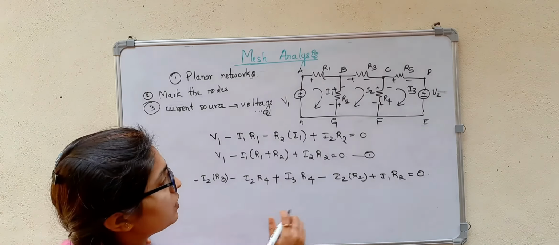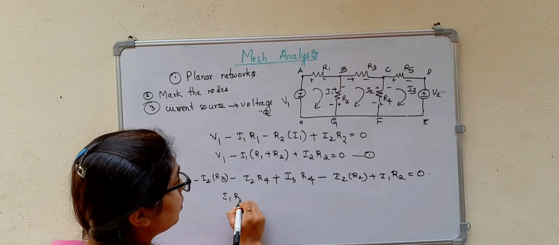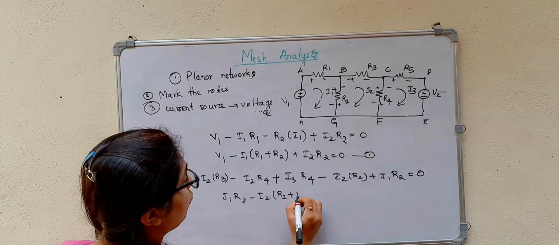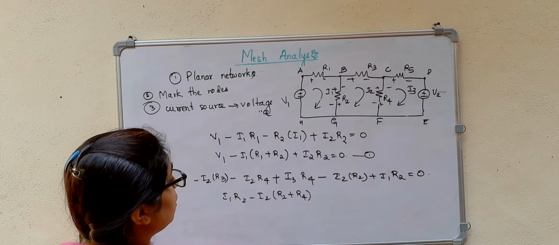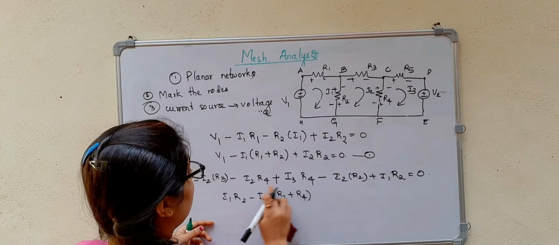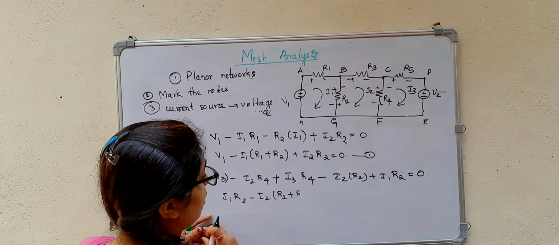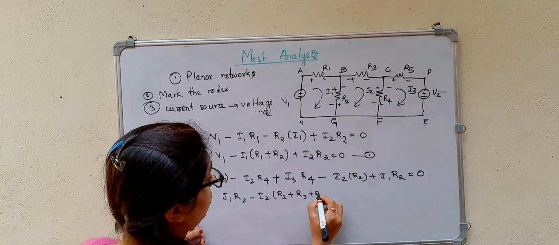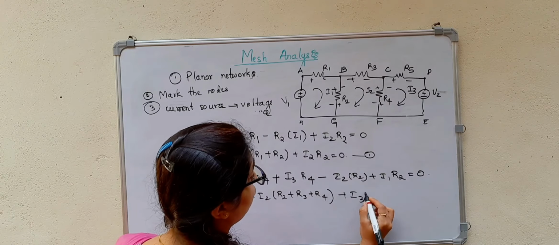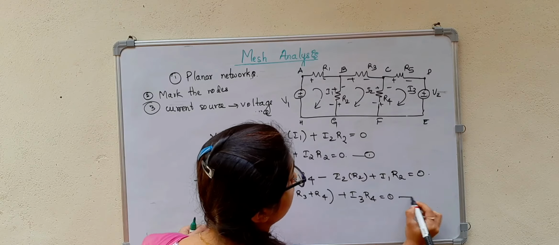Now solve this: I1 R2 minus I2 times (R2 plus R3 plus R4). Then you have only one current here, that is I3 R4. That is equal to 0.